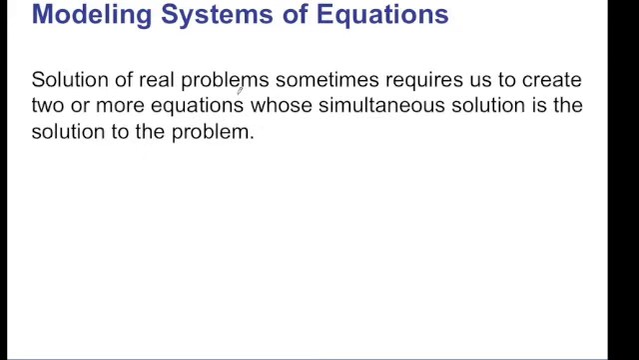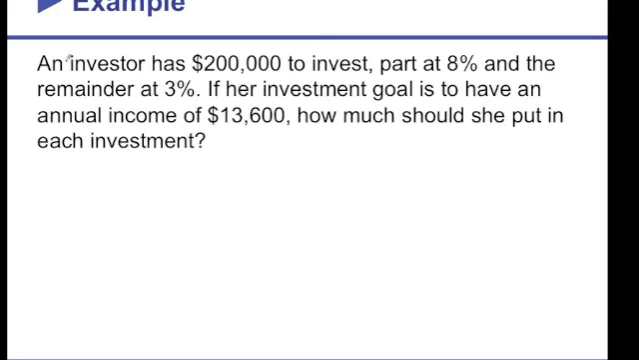Now, solutions to real problems sometimes require us to create 2 or more equations whose simultaneous solution is a solution to the problem. So here we have to make the equations. An investor has $200,000 to invest, part at 8% and the remainder at 3%. If her investment goal is to have an annual income of $13,600, how much should she put in each investment? Well, her income will be the interest. So interest equals the principal times the rate times the time, and it's annual interest, so here our time will be 1 year.